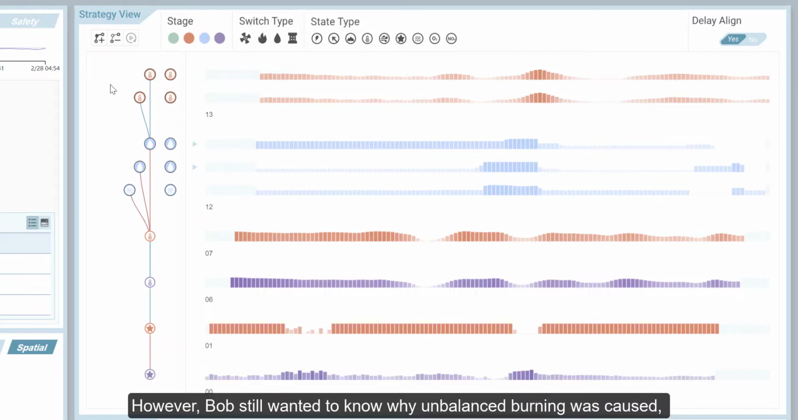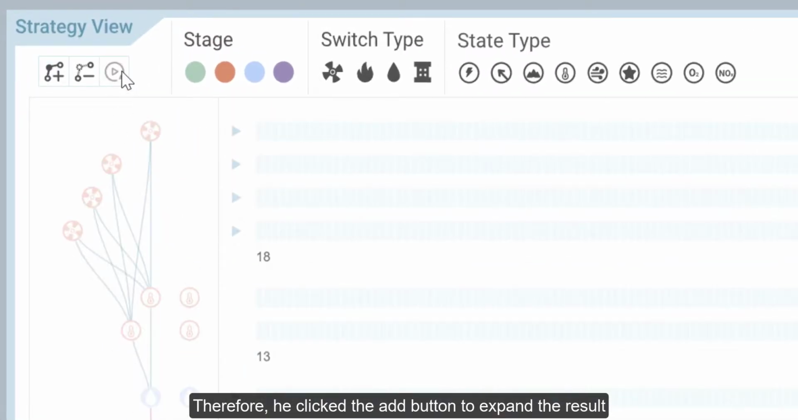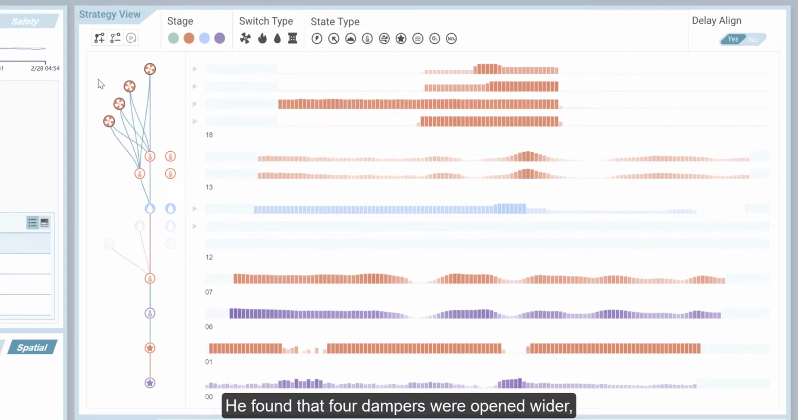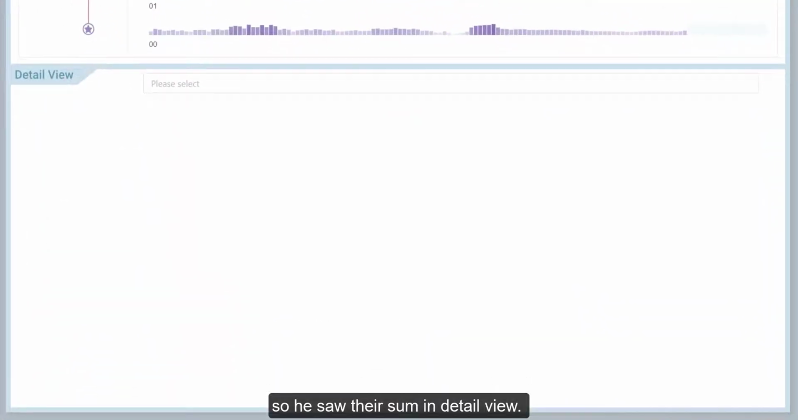However, Bob still wanted to know why unbalanced burning was caused and whether all unbalanced burning can be treated with such a remedy. Therefore, he clicked the Add button to expand the result and gain the full control strategy. He found that 4 dampers were opened wider, so he saw their sum in detail view.